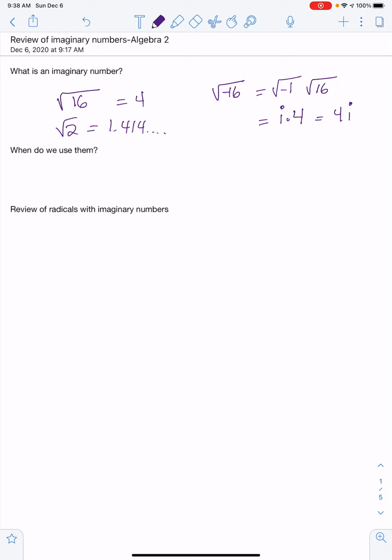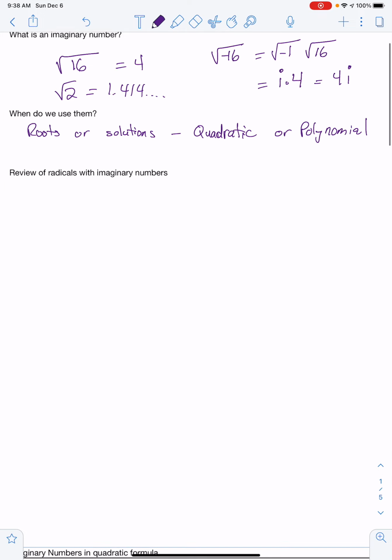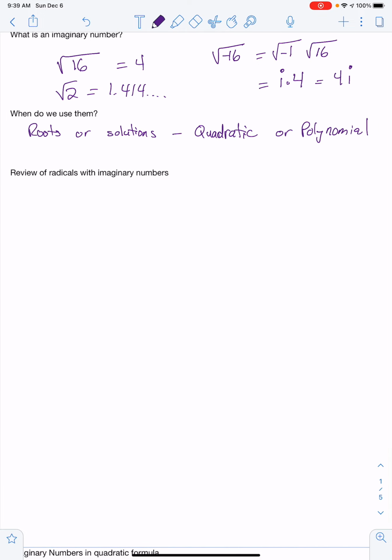We use them mostly when we're finding roots or solutions. We use them in quadratic equations, and we're going to use them again in polynomial equations, which are coming in our next chapter. So I want to make sure you're really comfortable with this before we move on to the other stuff. And so let's just talk about how to simplify a radical with an imaginary number.